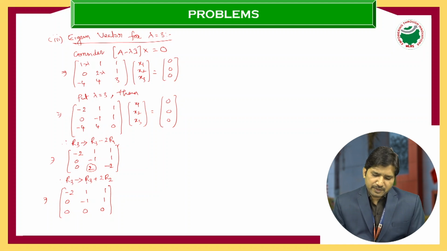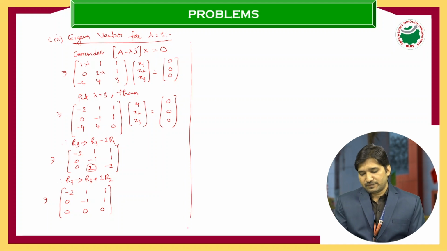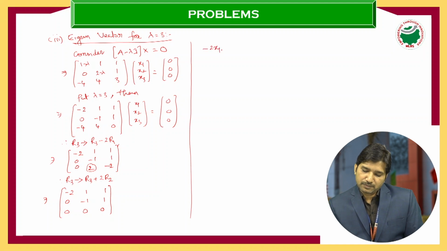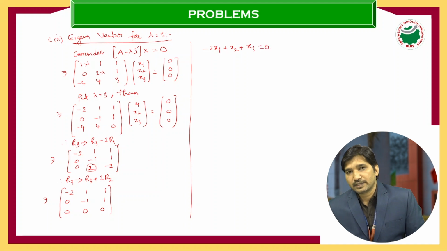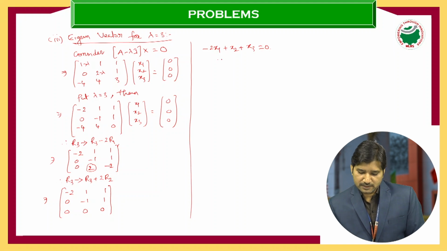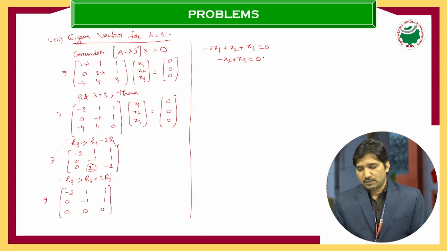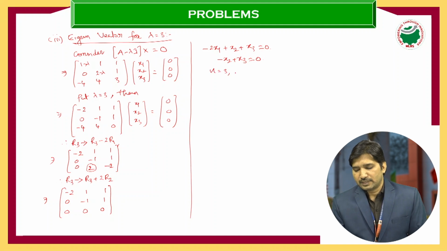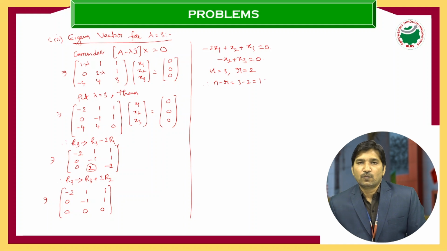The number of variables is x1, x2, x3, so n equal to 3. The system of equations is minus 2x1 plus x2 plus x3 equal to 0, and from the second row, minus x2 plus x3 equal to 0. So the number of variables n equals 3 and rank equals 2. The number of independent variables is n minus r equals 3 minus 2, which is one independent variable, which we can call k.